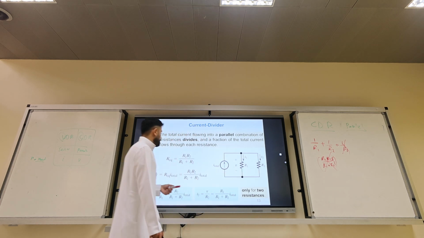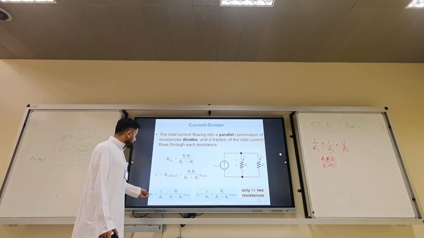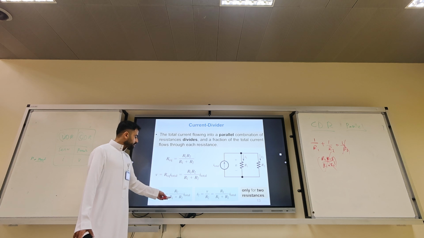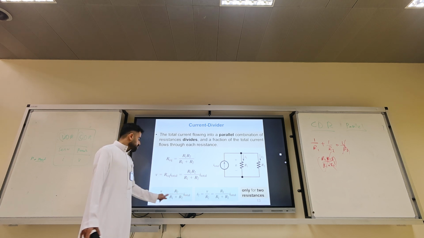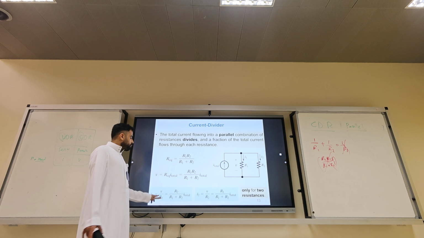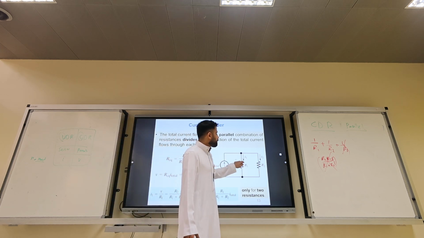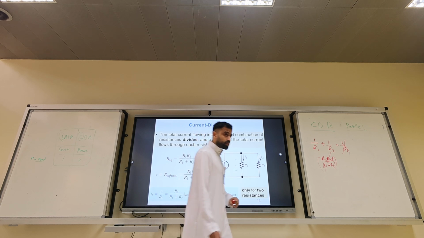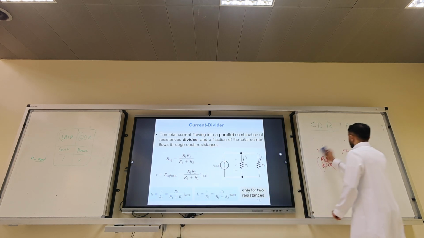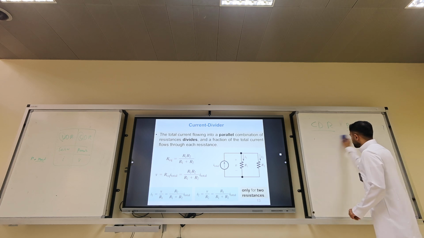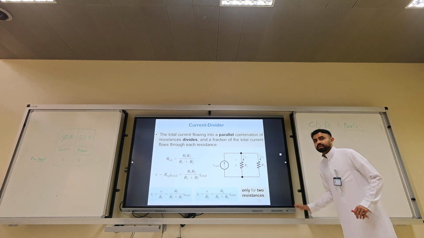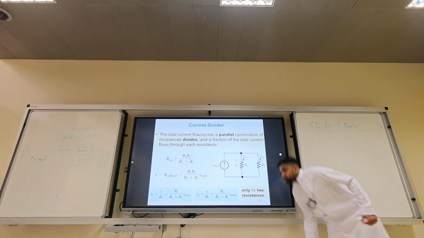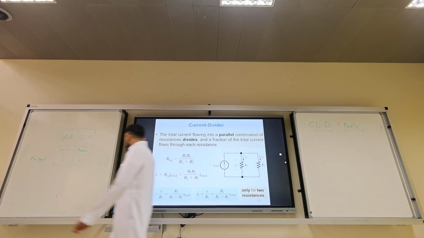So we can say the equation to calculate I1 is R2 over R1 plus R2 times I total, which basically uses the subscript of the other resistance. For example, to calculate I1, it's R2 over the summation. If you want to calculate I2, it's R1 over R1 plus R2. What does this imply? It implies that the bigger the resistance, the less current it will carry. Get it?